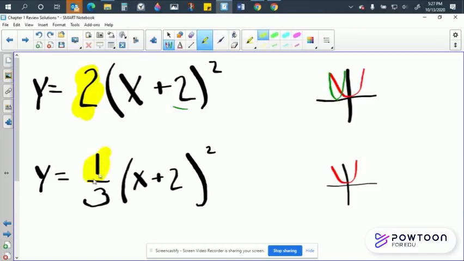Whereas on this particular function with the 1/3 out in front, now my y is going to increase slower. So I need to flatten that curve out. So my parabola is going to be wider. So my y increases slower.